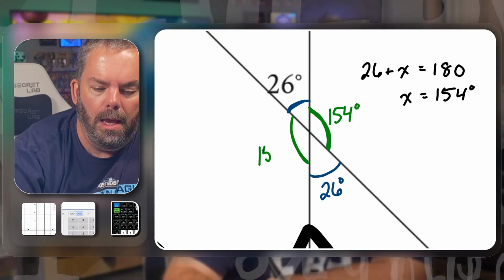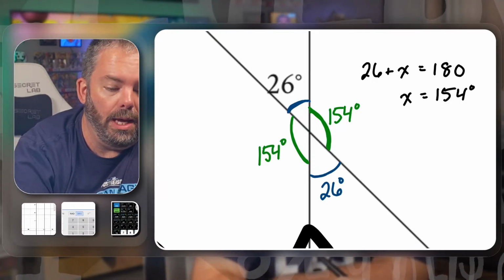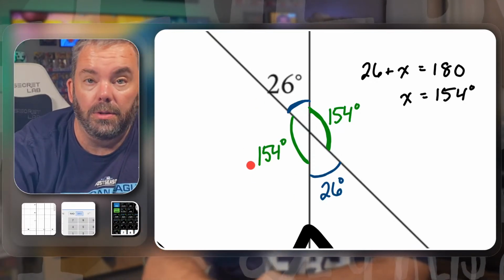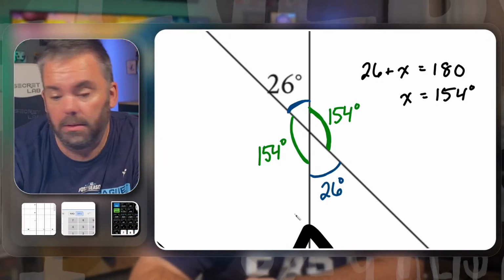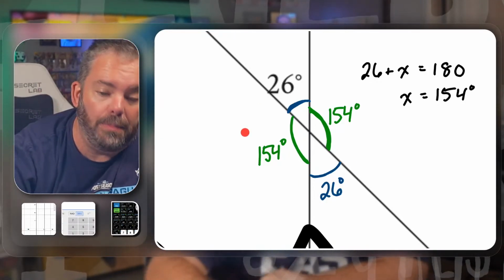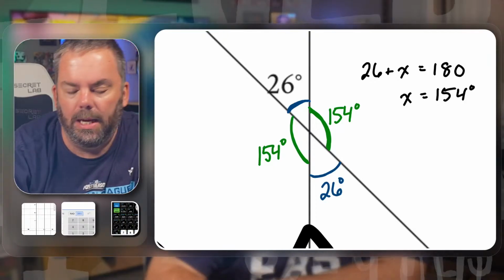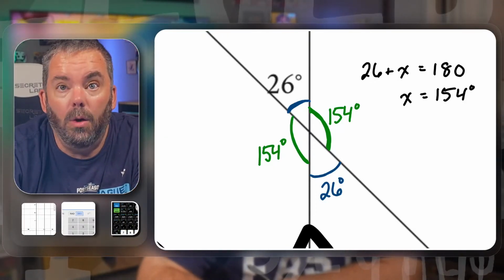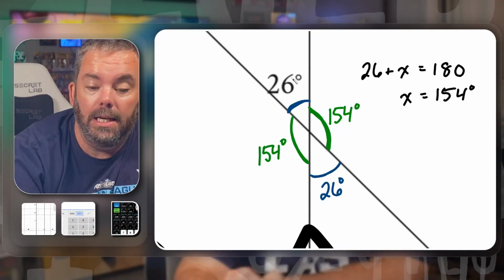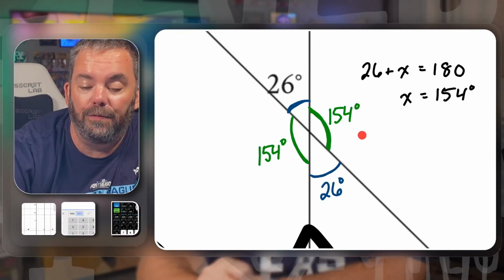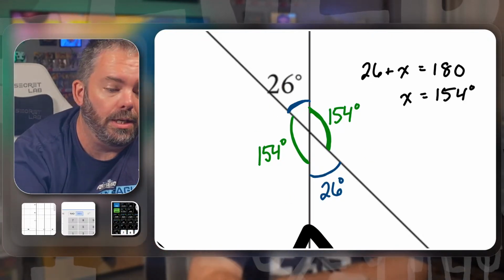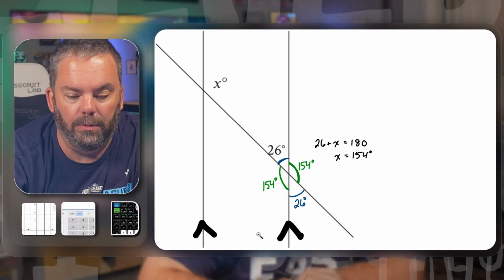Boom. Now, if you want to check yourself, add up all four of these numbers. You're going to get 360, because all four of those angles add up to make a complete circle. So just by having one angle, notice all I needed was this 26, and we were able to find all four angles at this intersection. Now it's time to zoom out.